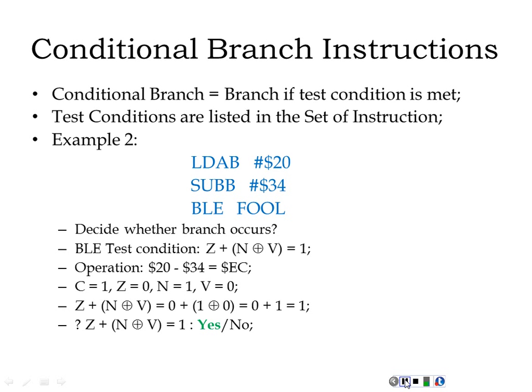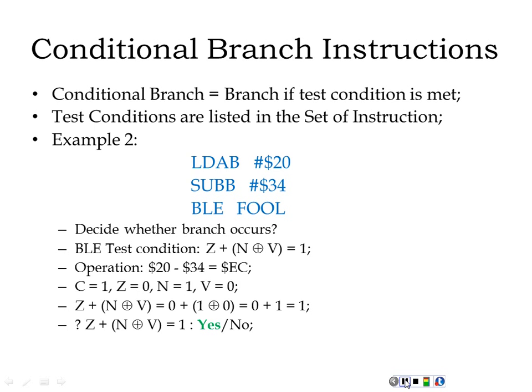So again, just as a reminder, what we did: we first have a bunch of lines like this, and then we found the test condition for BLE from column 3 of the set of instructions, right? We write it down. We know that this equals 1. That means if this left side equals 1, then the branch condition will be met and the branch will occur.